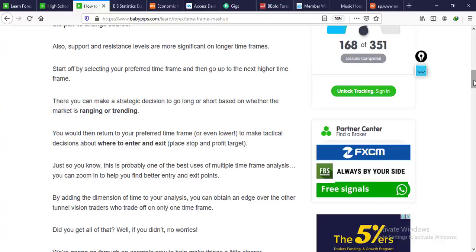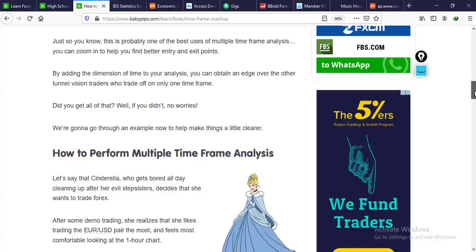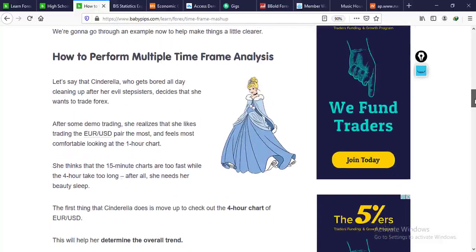Babypips is saying once you have picked your preferred time frame, go up to the next higher time frame. So from 1 hour, scale up to 2 or preferably the 4 hours. There you can make a strategic decision to go long or short based on whether the market is ranging or trending. You will then return to your preferred time frame or even lower to make tactical decisions about where to enter and exit, place stop loss and profit targets. How do we do this? How to perform multiple time frame analysis?